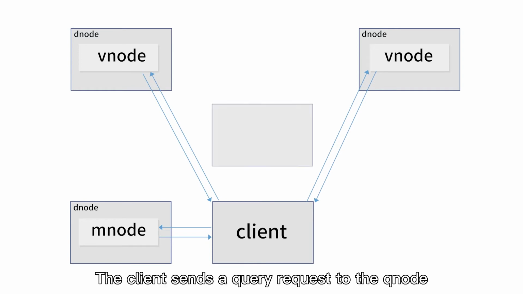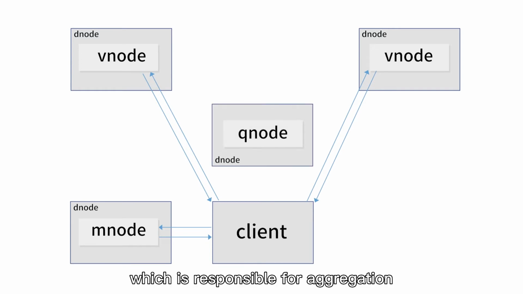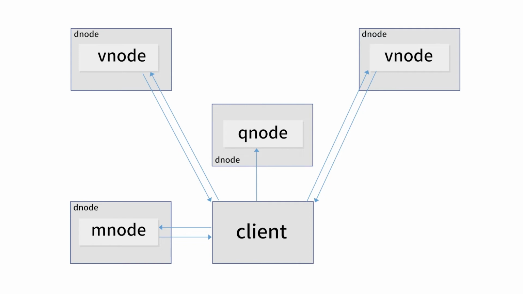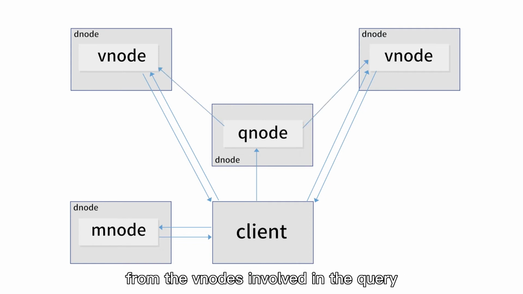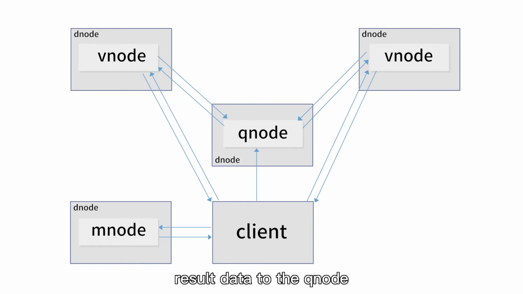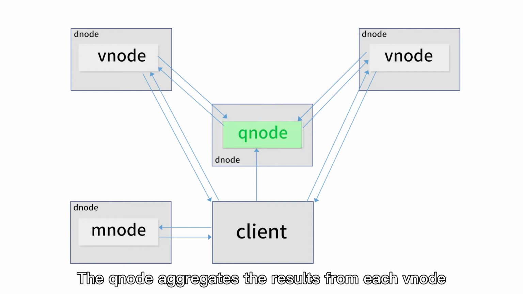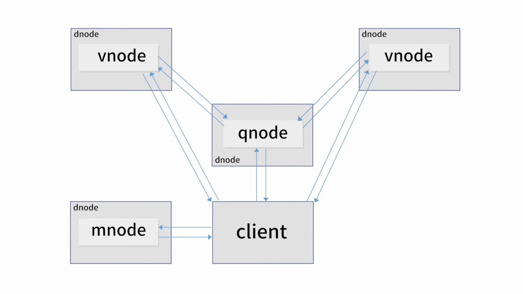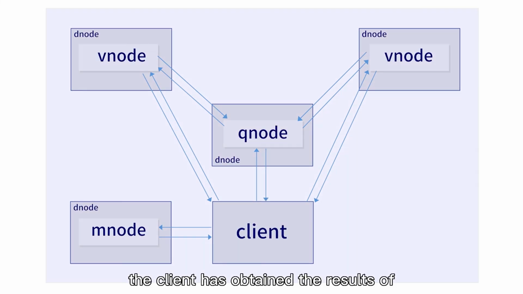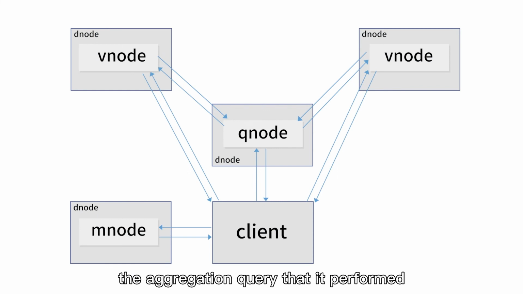The client sends a query request to the Q node, which is responsible for aggregation. The Q node requests the query result data from the V nodes involved in the query. Each V node returns its local query result data to the Q node. The Q node aggregates the results from each V node and returns the aggregate results to the client. At this point, the client has obtained the results of the aggregation query that it performed.